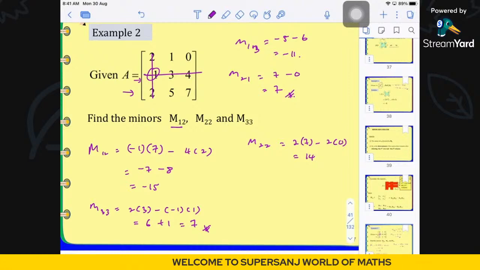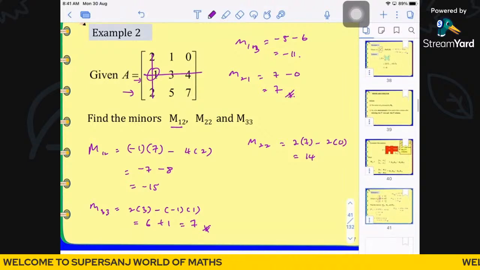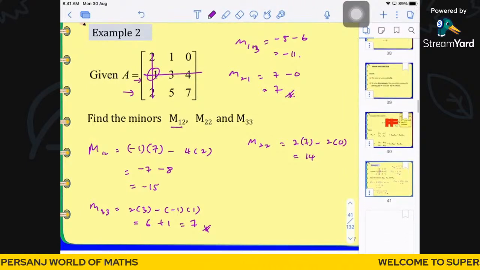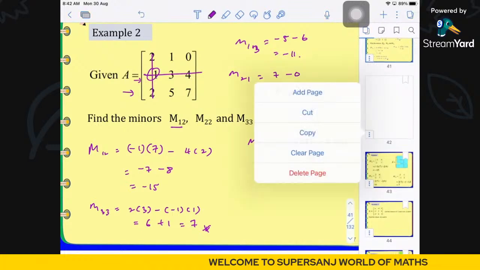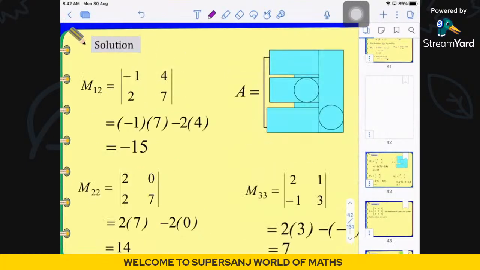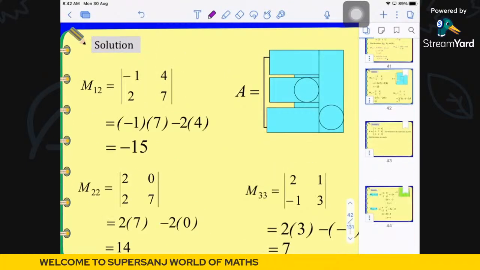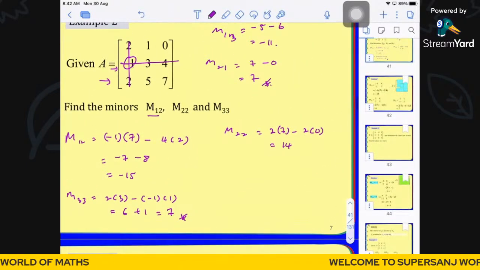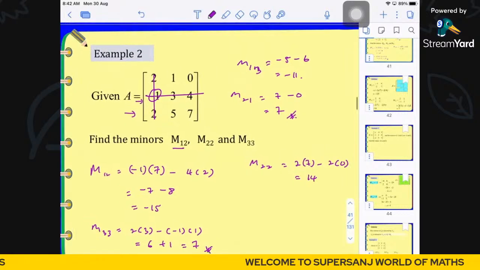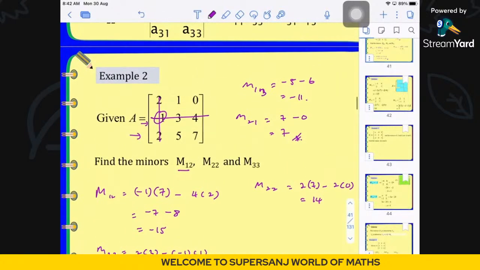Any problem with minor there? Any problem with minor, class? Hello, any problem with minor? Sir, is it like AD minus BC? It is exactly like AD minus BC. If you look over here, this is AD minus BC. Yes or not? So it's exactly the same there. Clear? It's just that you have to know which is your AD and minus BC.